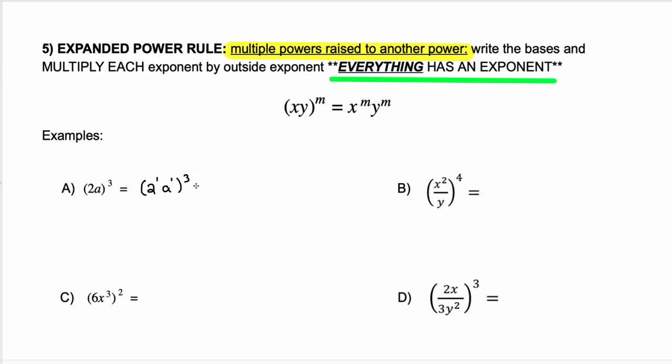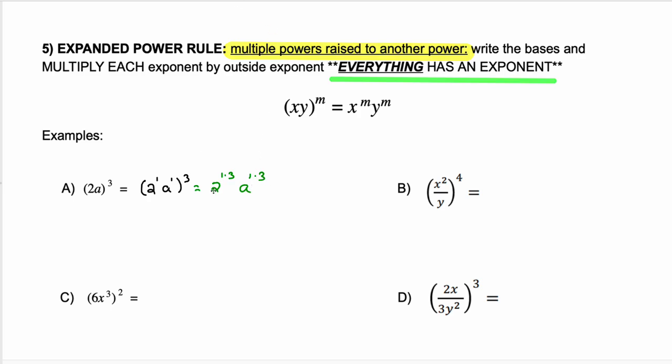Each part of the power rule follows the general power rule. We're going to have the base of 2, and we're going to multiply the exponents, which is 1 and 3. We only focus on the exponent that's attached to the 2, and then the exponent on the outside. So this will be 1 times 3. We will then go to the next base of a, and we will take the exponent of that of 1 times the outside exponent, which is 3.